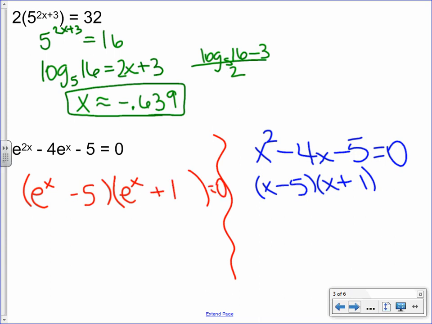Because if we think about foiling this, e to the x times e to the x is e to the 2x, because we would add our exponents. e to the x times 1 plus negative 5 times e to the x, when added, would be our negative 4 e to the x. And of course, negative 5 times 1 is negative 5.